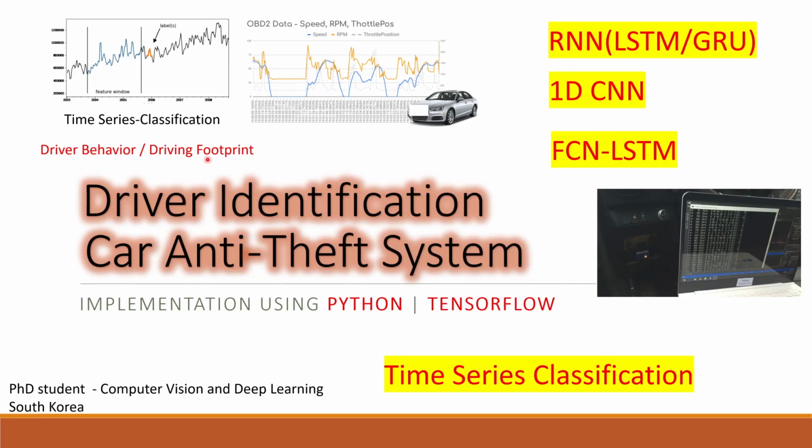Hello everyone, in this video we will implement a driver identification system using a deep learning architecture known as fully convolutional network LSTM. As you know, most of the cars these days are equipped with advanced sensors and you can easily acquire the sensor data using any Bluetooth device. Once you acquire the data, usually containing speed, RPM, throttle position, steering angles and many other features particularly associated with the driving behavior of a driver, also known as driving footprint.